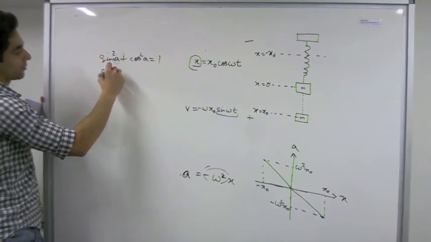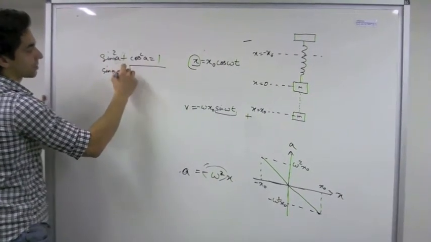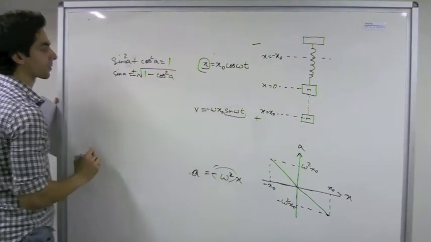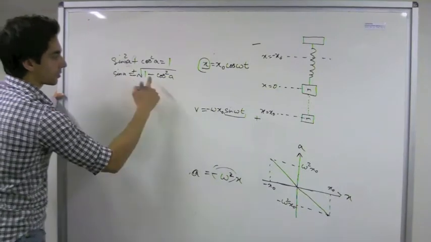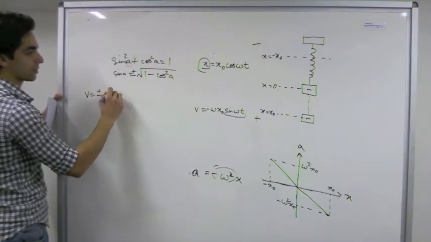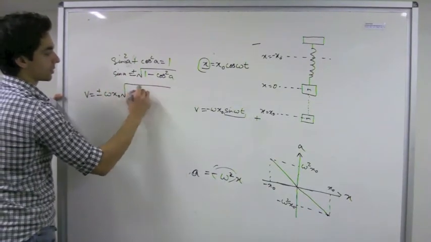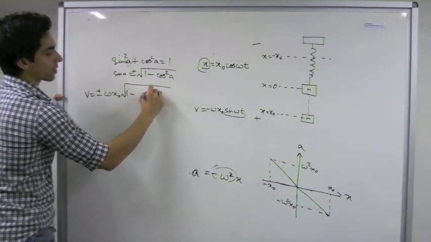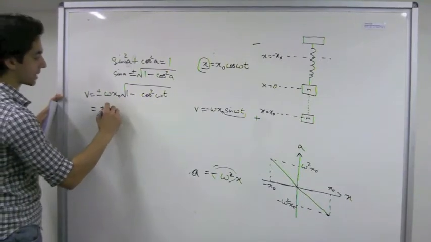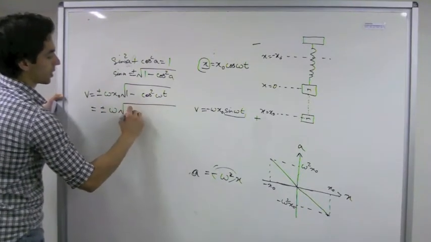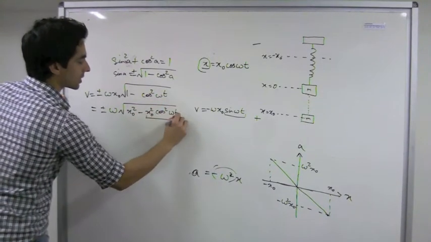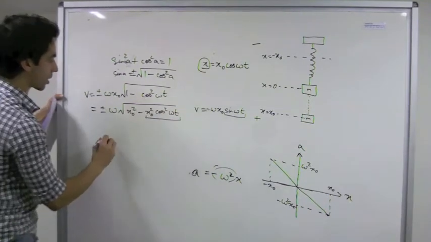Therefore, sine of A will be equal to plus minus the square root of 1 minus cosine squared A, whole under root. So I can use that there. I get velocity equals plus minus omega x naught, whole under root 1 minus cosine squared omega t. I'll just take the x naught term inside the square root and I get x naught squared cosine squared omega t.